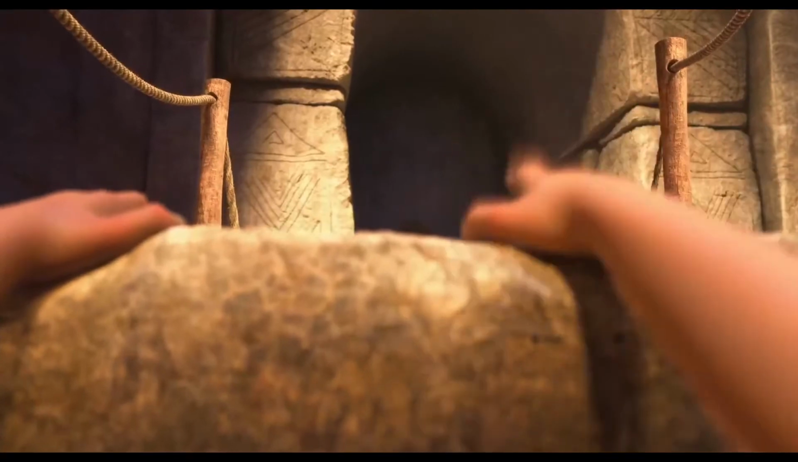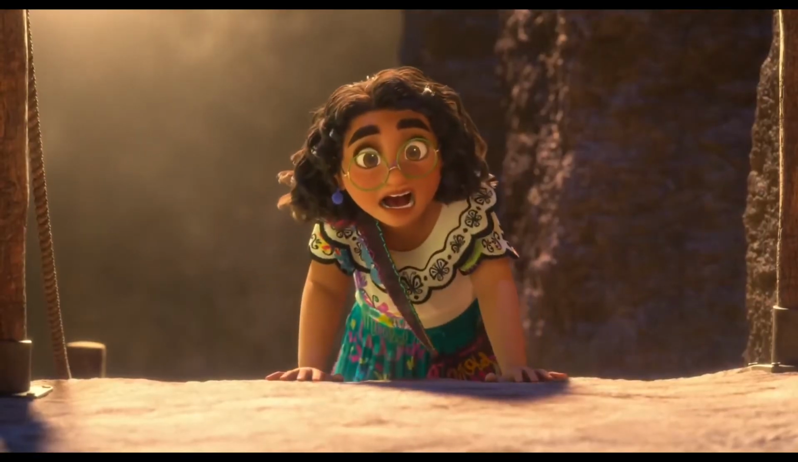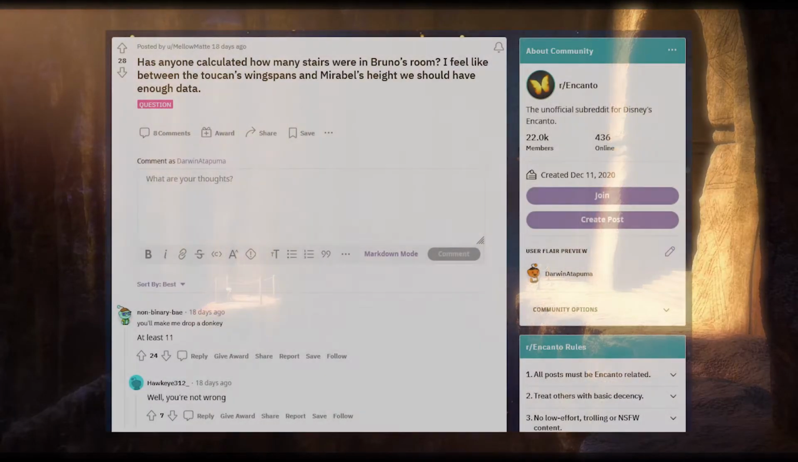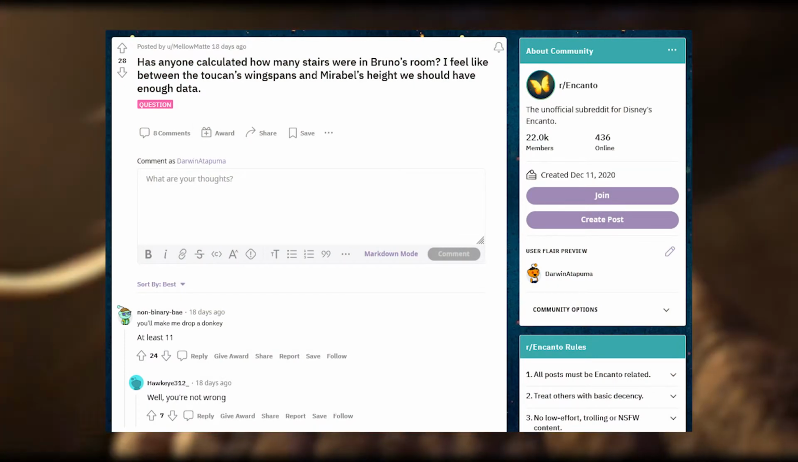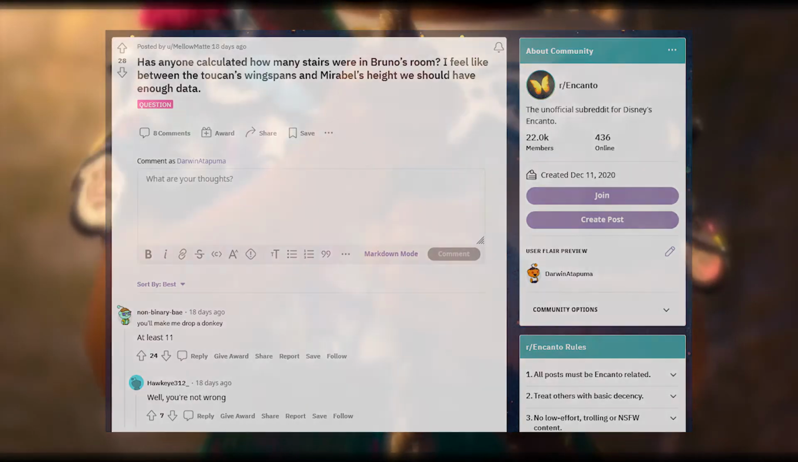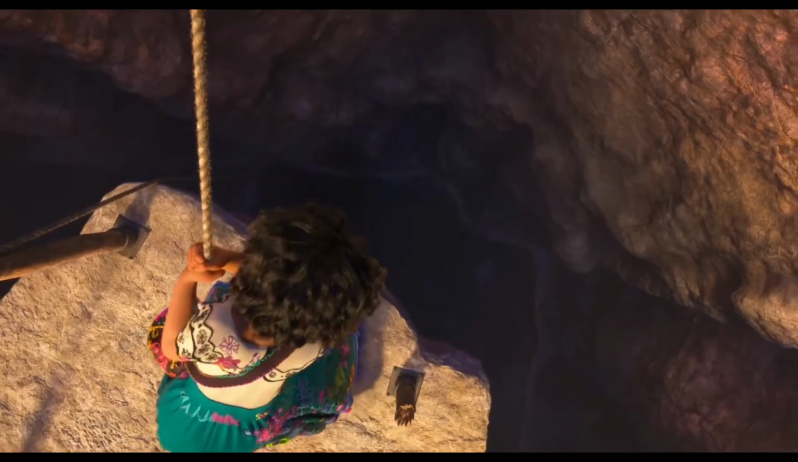I looked online to see if anyone else had the same weird thought, and to my surprise they did. I found a Reddit post by the user MellowMatt that asked this exact question, but there were no real answers to be found in the comments, so I took up the challenge, and this is the result.